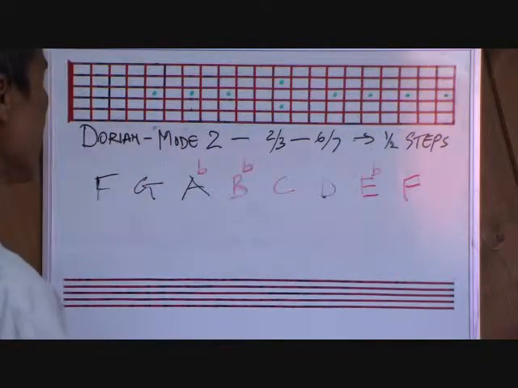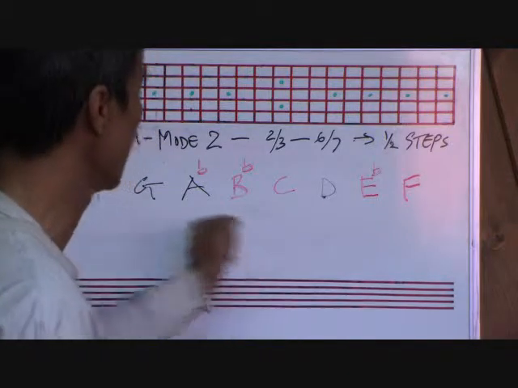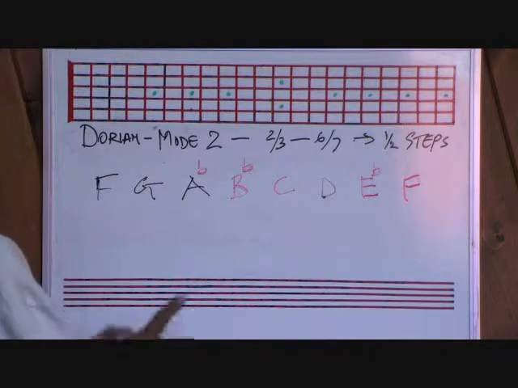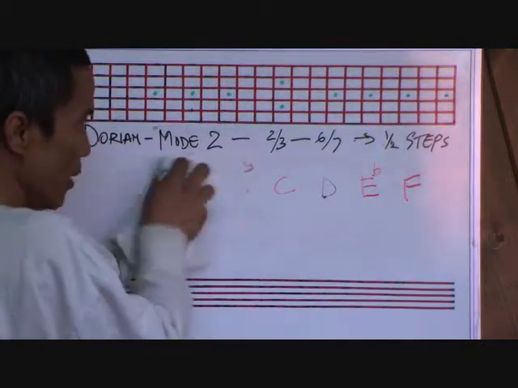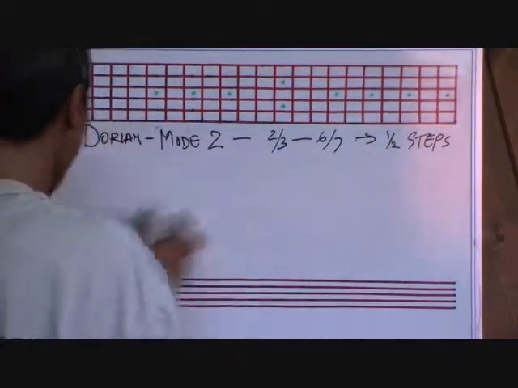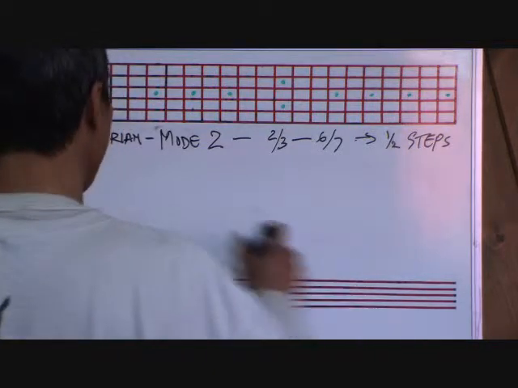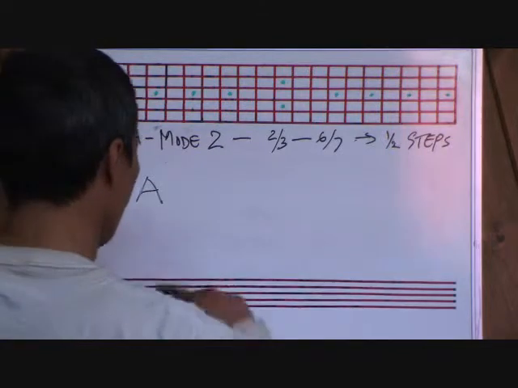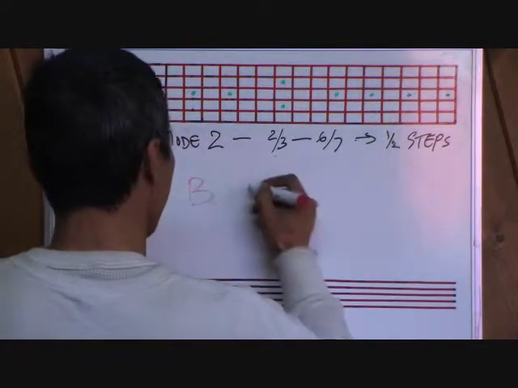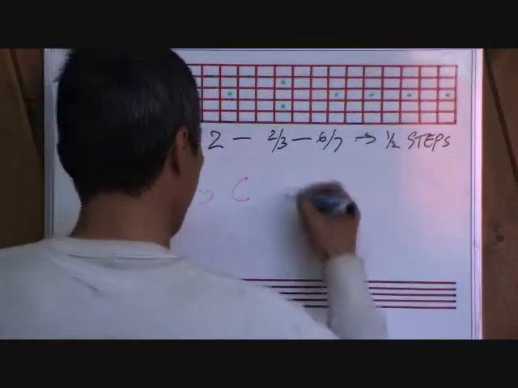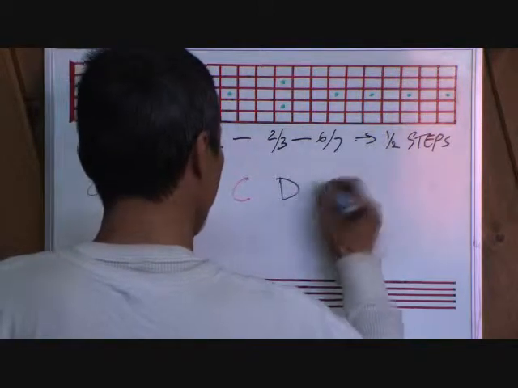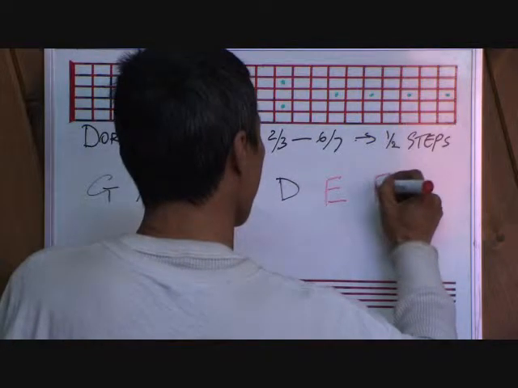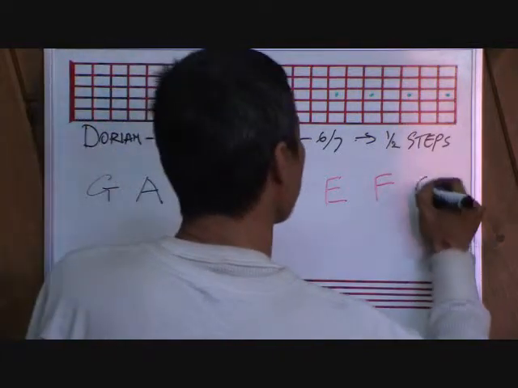Okay? B flat. Now let's move up to the G Dorian, or G mode 2, okay? Just write down G as the first, then A, B, C, D, E, F, G.